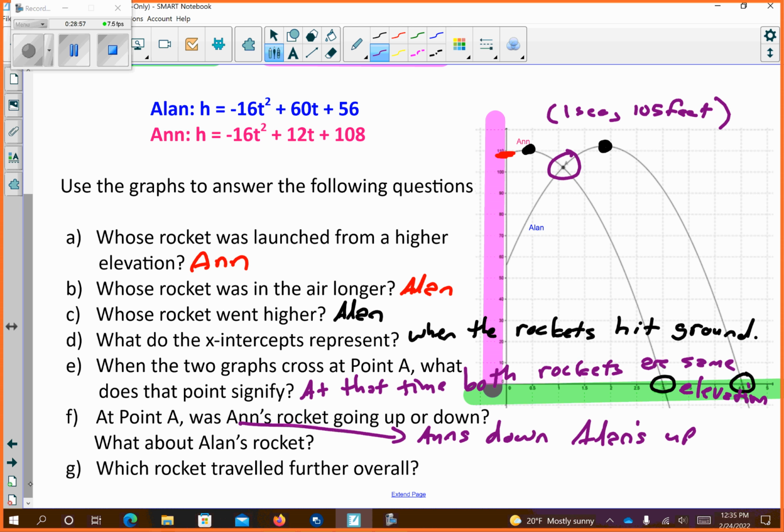So, which rocket traveled further overall? It was definitely Alan's rocket. Okay, so you just have to think about the time that's doing. I mean, at this instant, they're at 0 seconds. 0.5, 1 second, they're at the same location. 1.5, 2 seconds, 2.5, 3 seconds, Ann's done. 3.5, 4 seconds, 4.5, okay, Alan's done. So you're definitely on a rocket for a longer period of time.